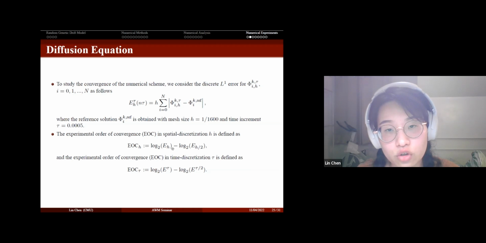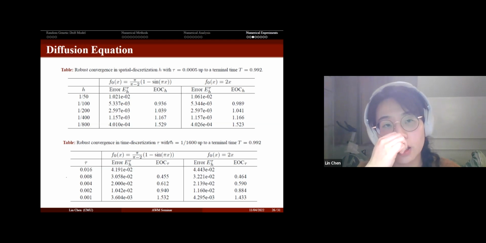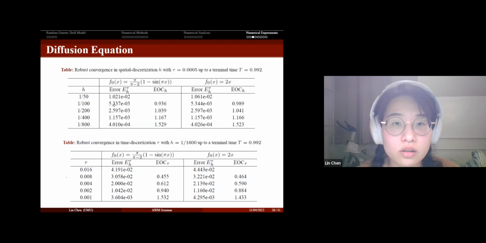It means that we change our h to be h over 2, and here we decrease our time step from tau to tau over 2. And there's a table that shows the convergence in spatial size and also the time size. You can see that the convergence order is bigger than 1 if we decrease the size of space, and also for this one here, if we decrease our time step by 2, then the order of convergence is greater than 1 as the time step decreases. And I choose 2 different initial data here.